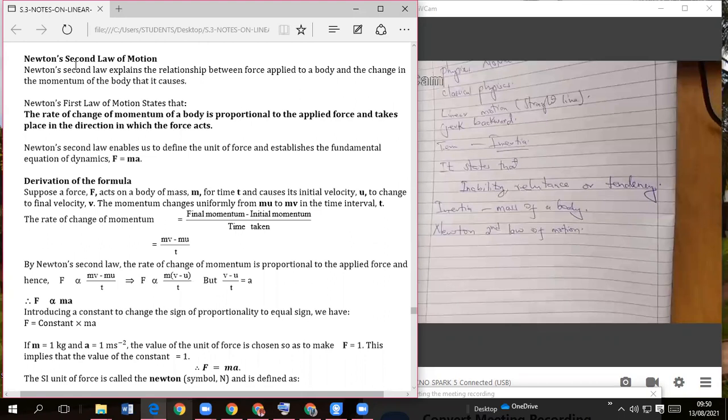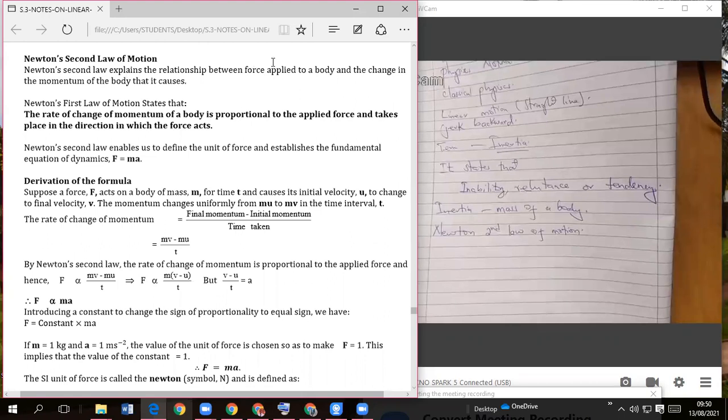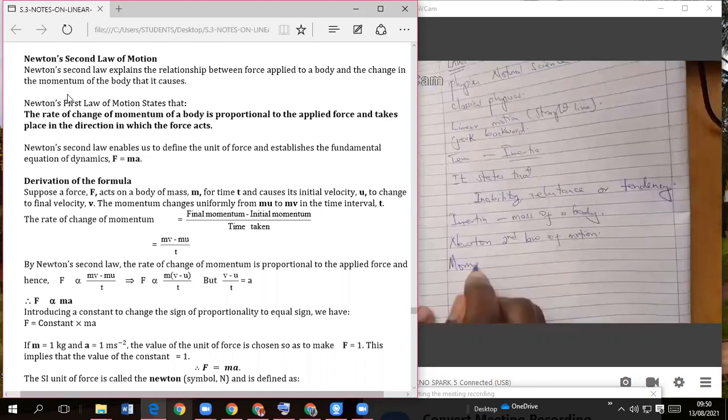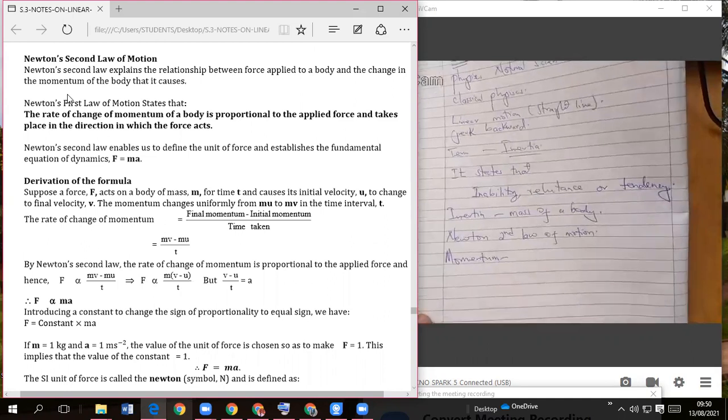Newton's second law of motion explains the relation between a force applied to a body and the change in its momentum. Remember, we talked about momentum, right? Do you remember that? Who can explain? Who can define for us linear momentum? What is linear momentum?